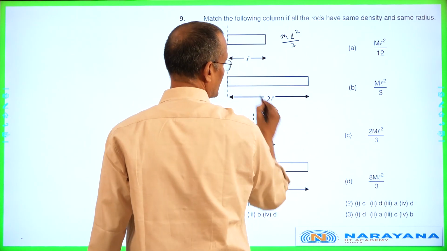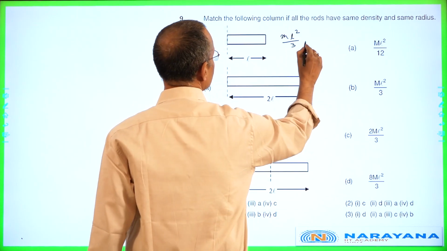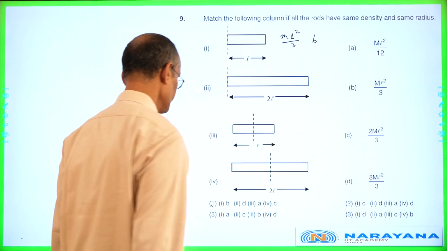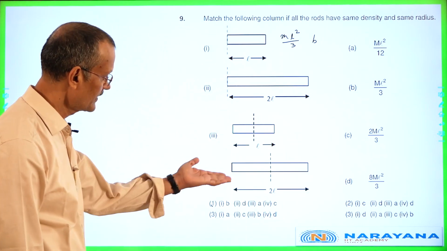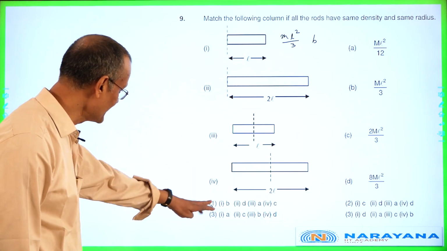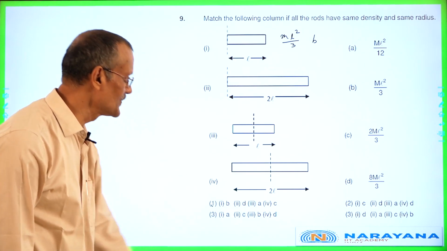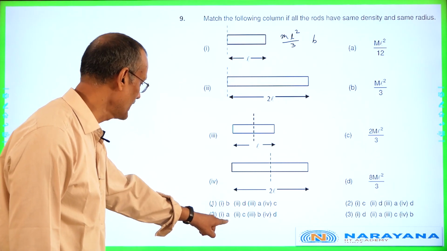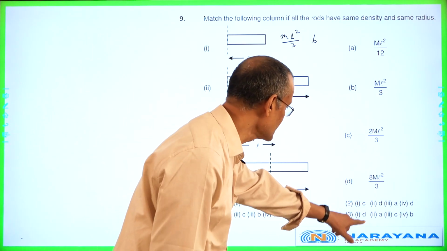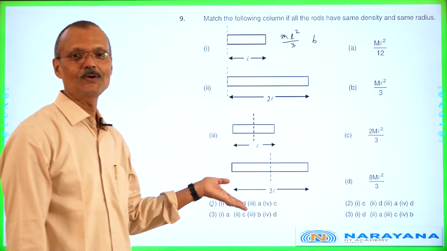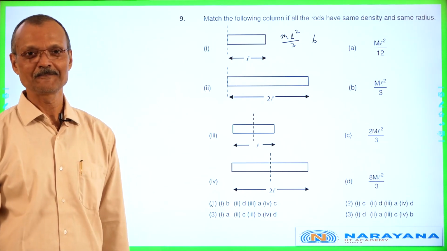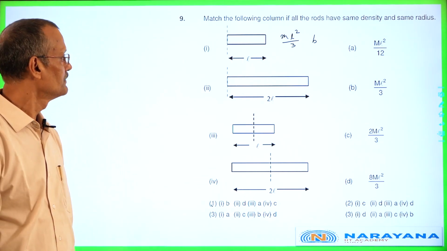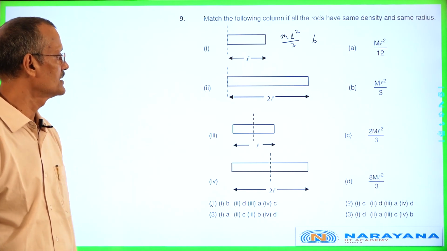So the answer for 1 will be B. Only one answer, 1 matches B. No need to do any other. Directly I can see here it is 1 B, 1 A, 2 may be 1 C, 1 D. No need to do the other 3, directly I will take 1. But anyhow, we must know all the others.